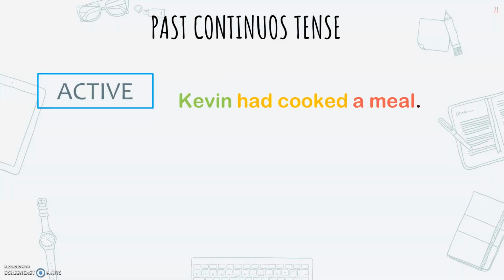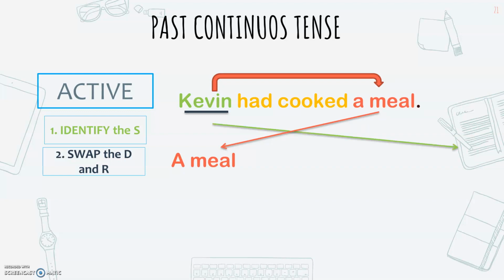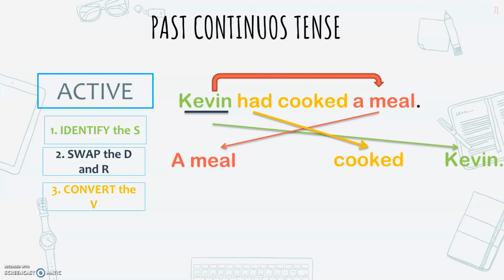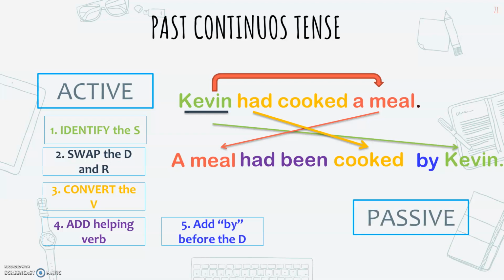For past perfect tense, Kevin had cooked a meal. We have to identify the subject, Kevin. Swap the doer and receiver. A meal will be our subject. Kevin will stay the same. We have to convert the verb cooked. This is in the regular form, so we just have to add ed, then add the proper helping verb. Then add the word by before the doer. Hence, a meal had been cooked by Kevin.